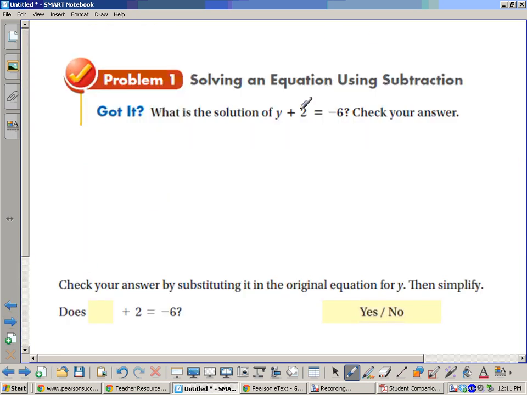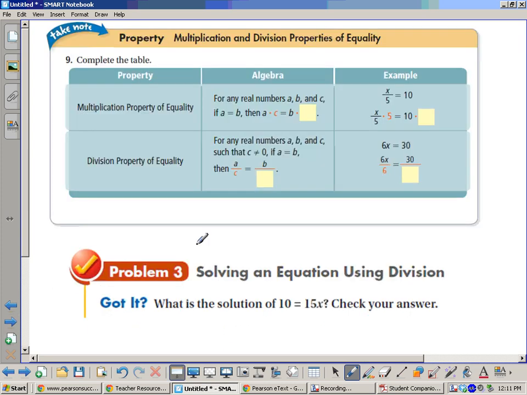So here's an example identifying that the addition is the operation going on. We're going to use the subtraction property of equality and subtract 2 from both sides. As we discussed in Chapter 1, to subtract from a negative number, since these are basically the same sign, we're just going to add them together and get negative 8. So we check our answer. We want y to be negative 8, so we put negative 8 in. Negative 8 plus 2 is negative 6, and that is the solution.